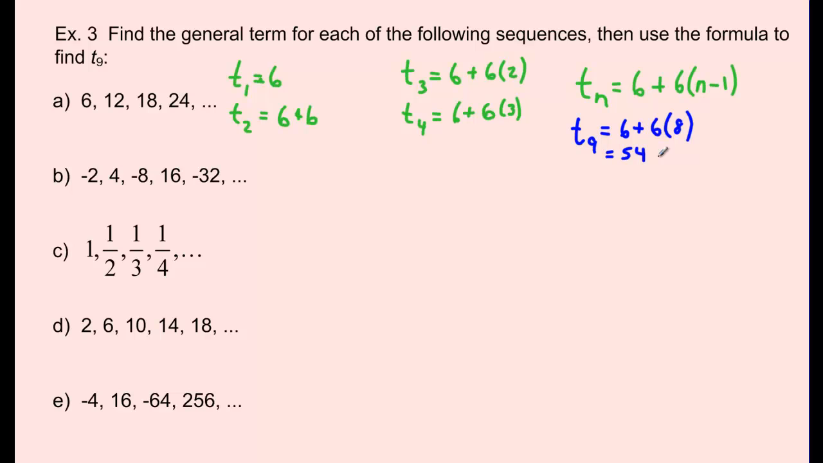Here are the solutions to the other 4 examples written below. Not only have I included the general term, but also what the ninth term in the sequence is.